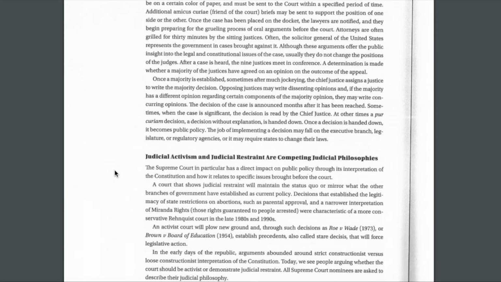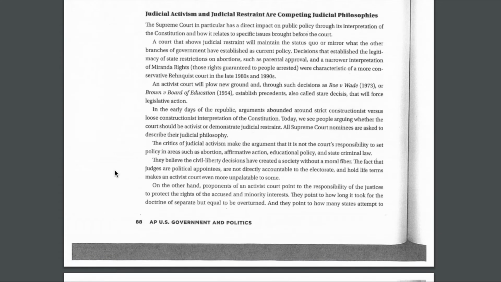And then we look at the idea of how this can become partisan a little bit. Sometimes it becomes partisan when appointing justices, and they're looking at whether the justice is a judicial activist or interprets the Constitution with judicial restraint. Judicial restraint maintains the status quo, looks at what other branches have established as the current policy, versus judicial activism, which is looking at different decisions and plowing new ground, establishing new precedents that will force different actions by the legislative branch.